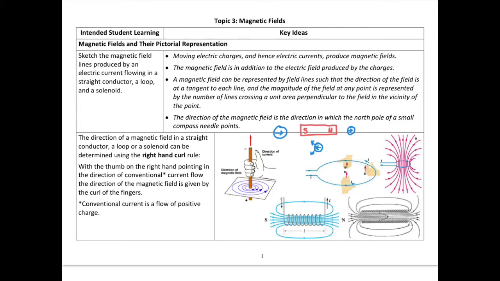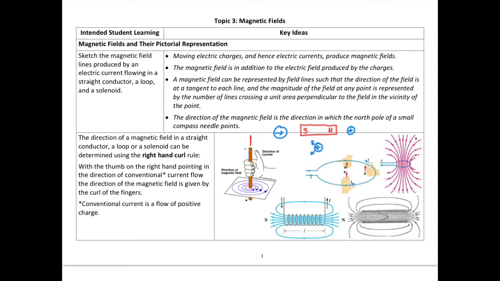You may have done this experiment looking at the fields. It's a very neat way to see the fields. You use iron filings with a bit of paper under a magnet, and all the iron filings will line up in the direction of the magnetic field, and you get that sort of pattern that you can see with some of these diagrams below. So let's get into what we need to be able to do.